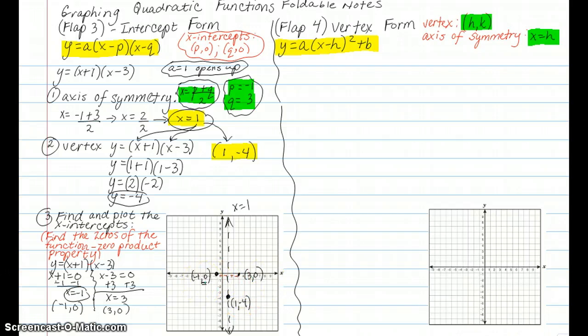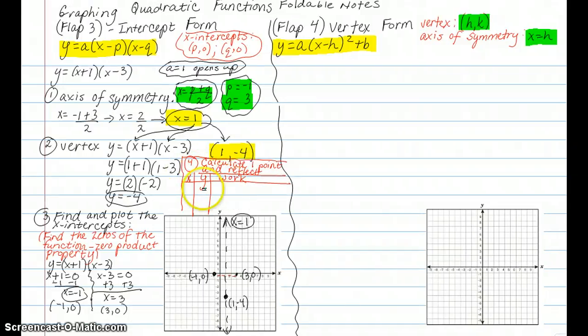Okay, we still need 2 other points, and I'm a little bit short on room, so we're going to need to box off a certain area. Let me pause it and get that area set. Okay, I went ahead and put step 4. You'll be able to go below, but I had to go to the side. We're going to calculate one more point and reflect it.